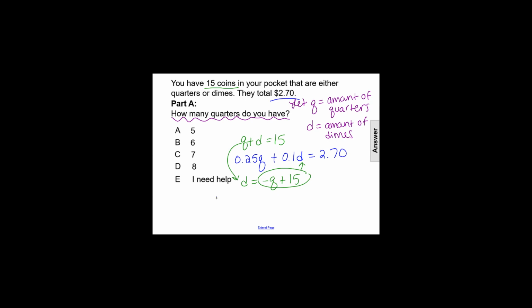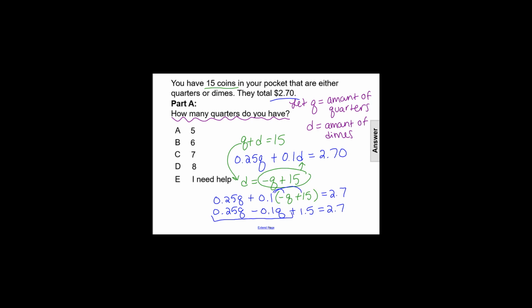So that would look like 0.25Q plus 0.1, but no longer times D. It'll be times negative Q plus 15 equals 2.7, from the $2.70. So we can now solve this equation for Q. We'll distribute the 0.1. So that will give us 0.25Q minus 0.1Q, then we'll have plus 1.5 equals 2.7.